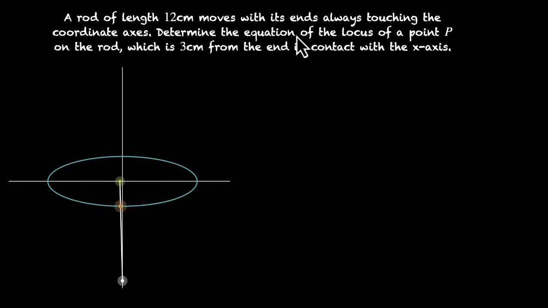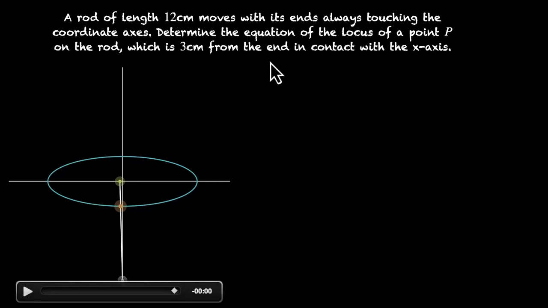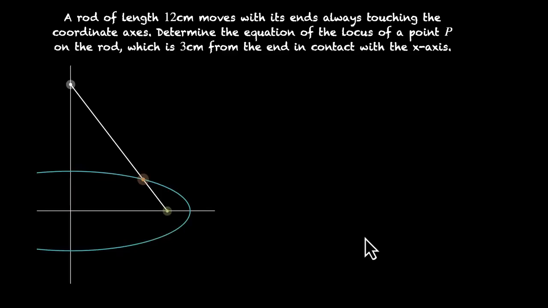We need to determine the equation of the locus of the point P on the rod, which is 3 centimeters from the end in contact with the x-axis. So we need to figure out the locus of this point, which is 3 units from this end. All right, as we can see, the locus is an ellipse, but let's actually prove it. Let's actually find its equation. If you want to pause the video and try this on your own, feel free to do that. Okay, let's do this together.